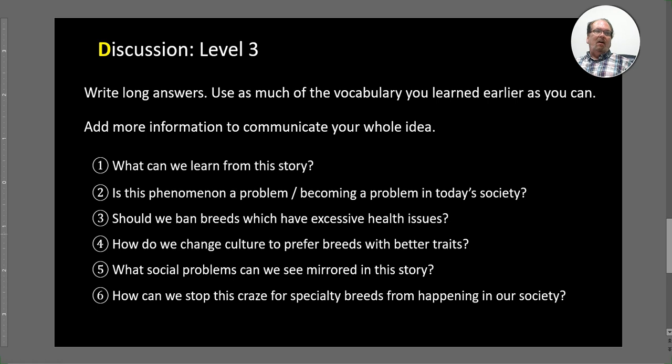So how do we change culture to prefer breeds with better traits? It's not that we should hate dogs or not use dogs, or cats or snakes or birds, but how do we change the culture to prefer breeds with better traits? Maybe the crow. We should breed crows, and parrots, parakeets, parrots and macaws, they can learn to talk, so we can teach them. They're smart ones. And there are some nice dogs. They're not always pretty dogs, but they're smart. What about the no barking dog? Why not?